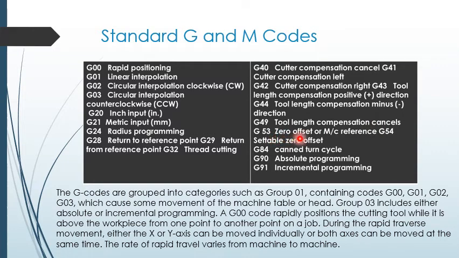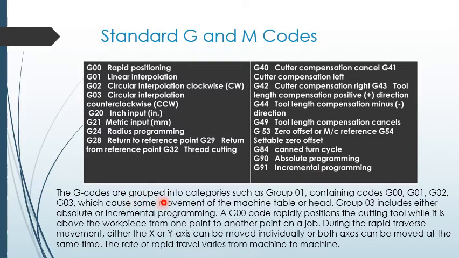G53 represents zero offset or machine reference. G54 represents settable zero offset. G84 represents canned turning cycle. G90 represents absolute programming, and G91 represents incremental programming. These are some of the main important codes we use in ANSI part programming.